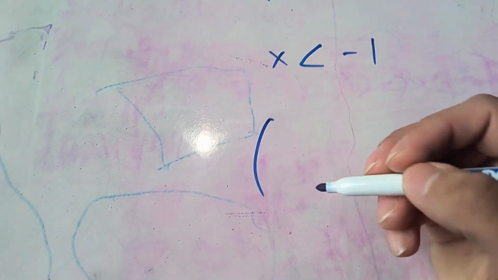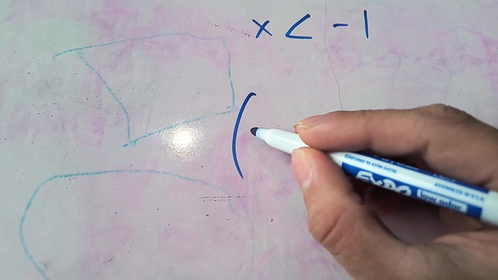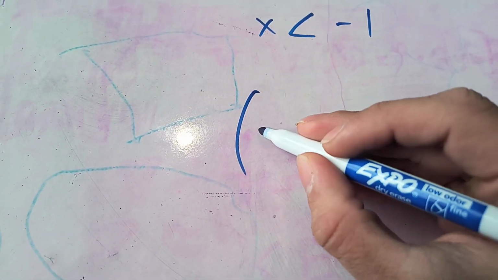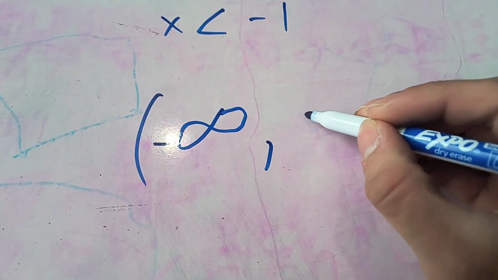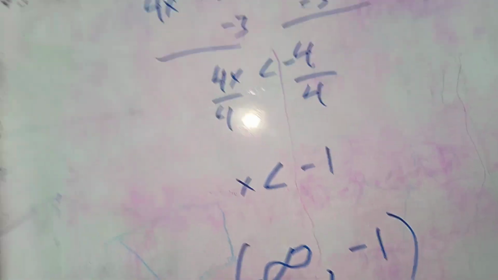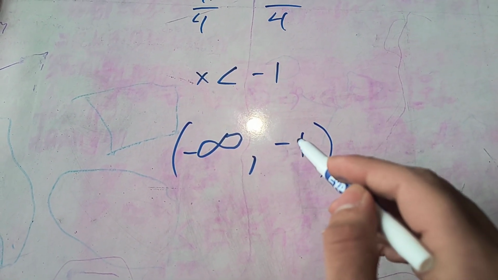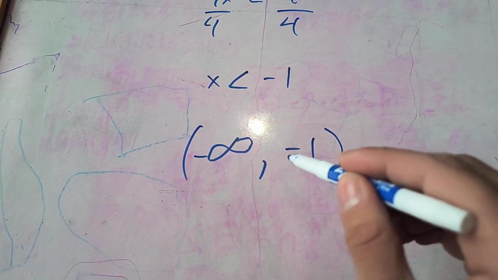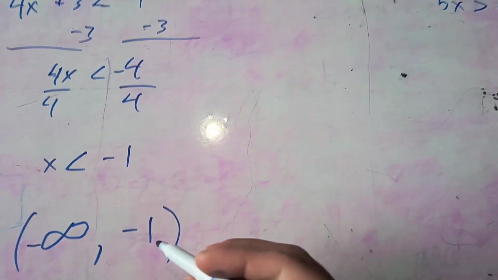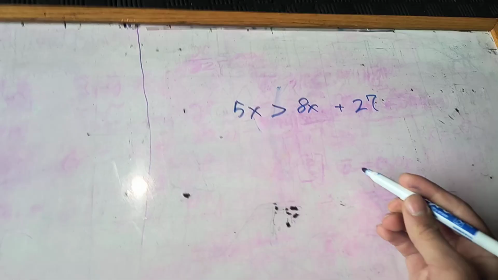So if we were to write it out with parentheses, we would say it can go from anything less than negative 1 and negative 1. So we're saying here that we're not including negative 1. We're going from here all the way up into infinity, not including negative 1. All those numbers that are less than negative 1 will satisfy that inequality.